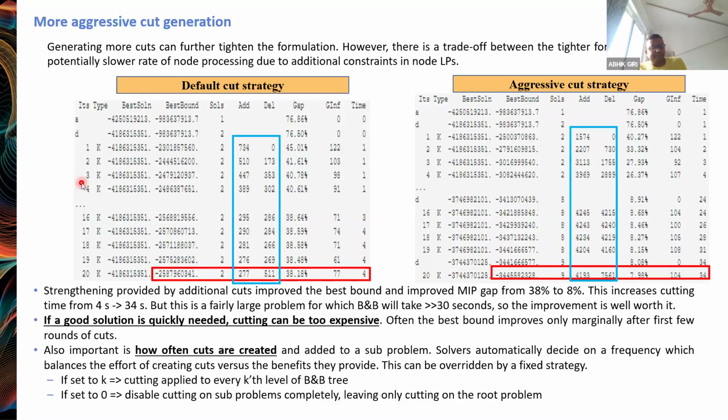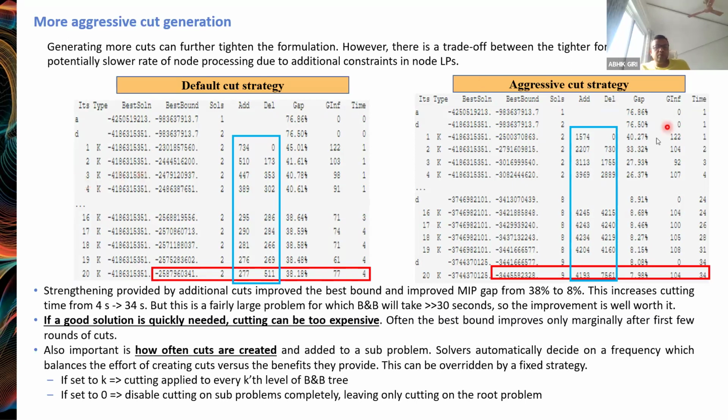The next point is cut generation. Solvers will create some cuts on their own, so that they can reduce some of the non-feasible portions of the search space without removing any integer feasible solution. Now the question is whether we should add more cuts or not. Again, this is not a very direct answer, as always. If you add too many cuts, yes, the formulation will be tighter, but it will also slow down node processing due to more constraints in the node LPs.